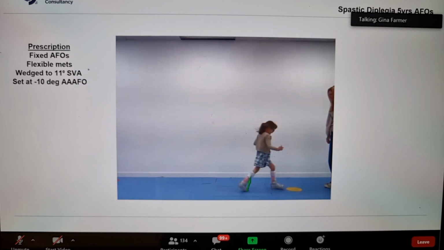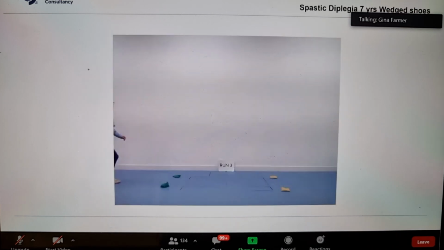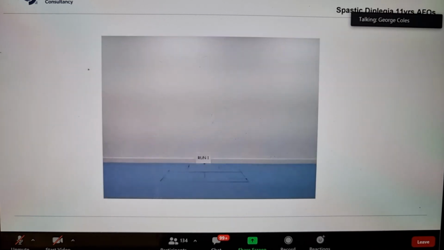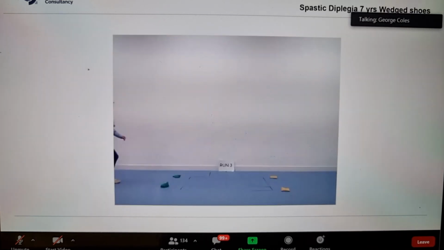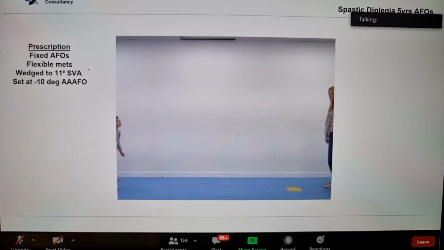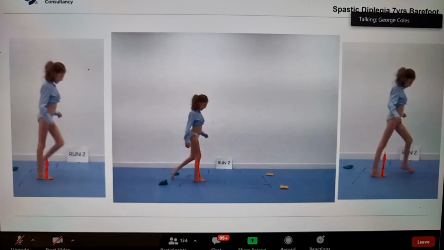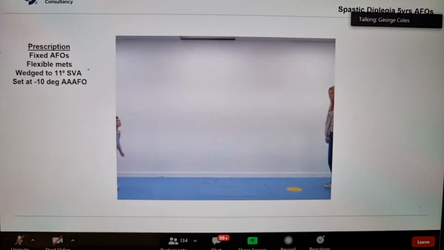George, do you have a video of her at this age without the AFOs on? Yeah, at that age, yes. Sorry. I seem to have lost that one in the going over.